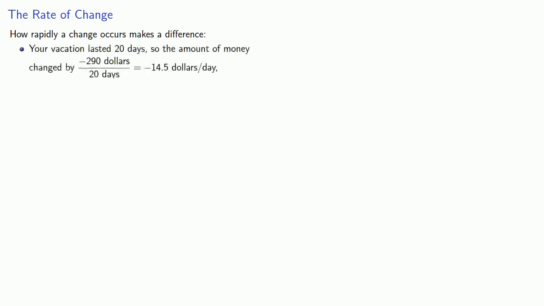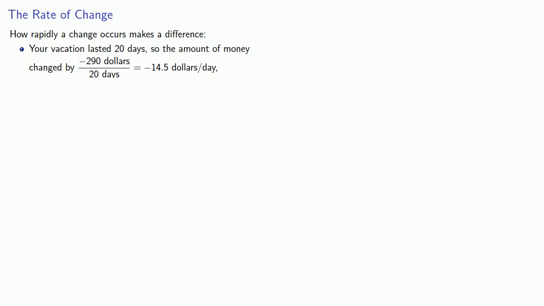Now, in addition to the amount of change, how rapidly a change occurs makes a difference. For example, suppose your vacation lasted 20 days, so the amount of money changed by minus $290 over 20 days, or minus $14.5 per day. If that happened, you probably had a good vacation.